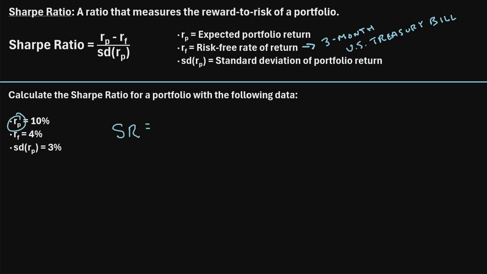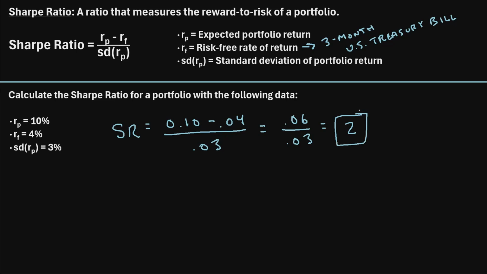We just take the expected portfolio return, which is 10%, or as a decimal, 0.10. We subtract the risk-free rate of return, so 4%, as a decimal, that's 0.04, and we divide that by the standard deviation of the portfolio return, which is 3%, so 0.03. So in the numerator, we end up with 0.06 divided by 0.03, this turns out to be 2. So the Sharpe ratio for this portfolio is 2.